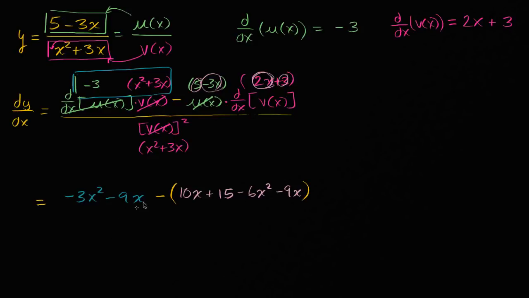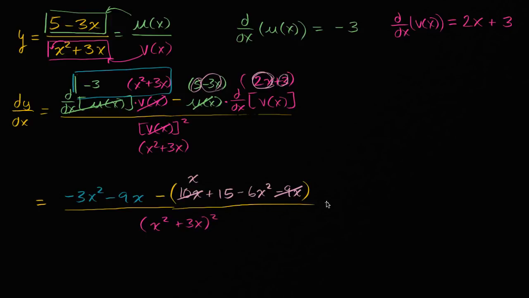And we can simplify that a little bit. 10x minus 9x is just going to leave us with x. And then in our denominator, we're almost there. We could just write that as (x squared plus 3x) squared. Or if we want, we could expand it out. I'll just leave it like that: (x squared plus 3x) squared.